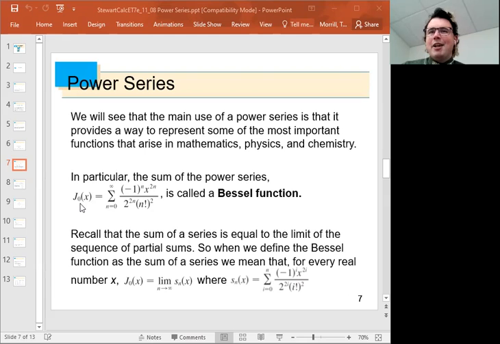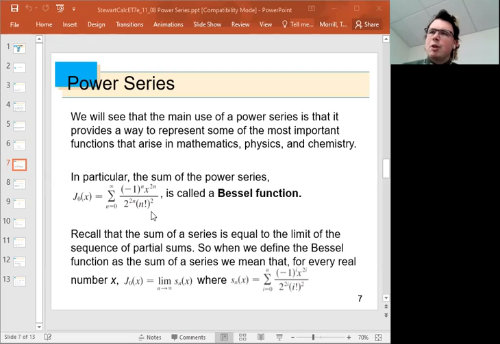And the formula to calculate, if I have my input x, what is the value of this function at coordinate x? Well, we are instructed to compute the infinite series starting at n equals 0, going to infinity, where our individual summands look like negative 1 to the power n times x to the power 2n, all over 2 to the power 2n times n factorial squared.